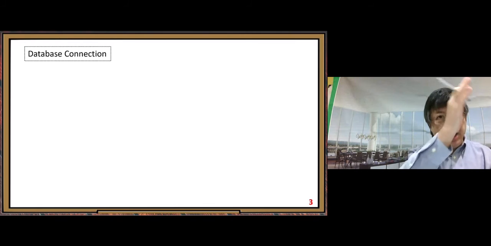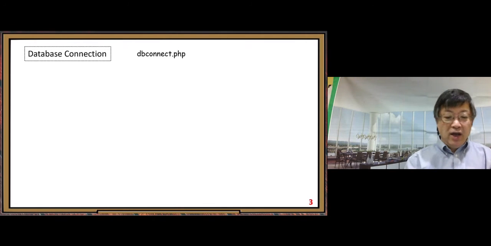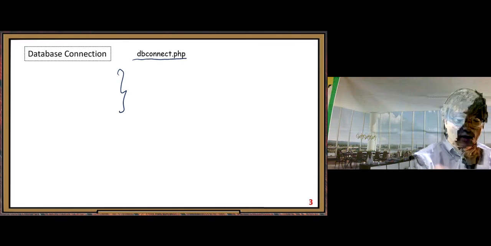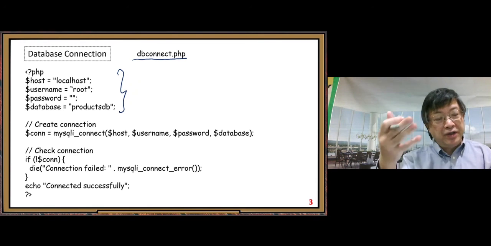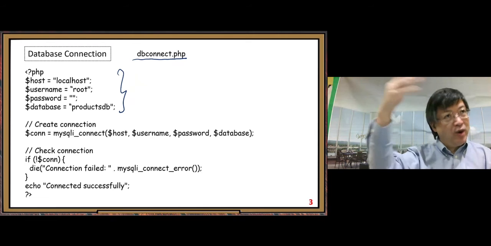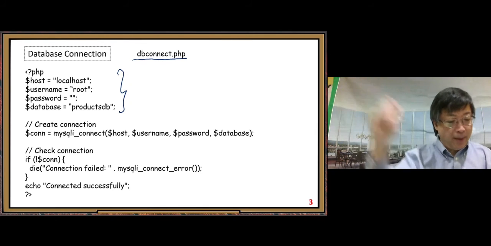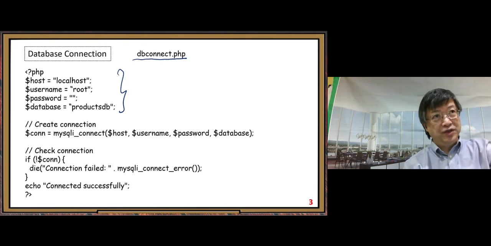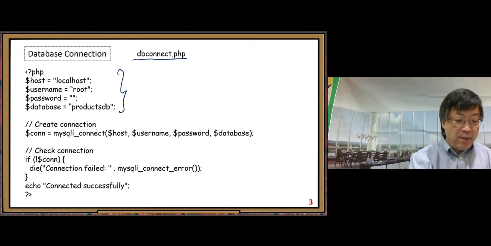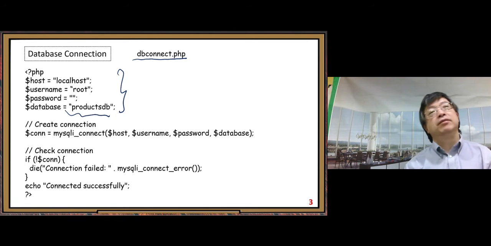So the first part, the connection part. Let's look at the steps. The connection code, I put in this PHP file, db. First, we define the parameter values we need to make the connection. Host variable: localhost. The MySQL server is running at localhost, so we can reach it. Username: our default username root. Default password: empty string, nothing. The database name: products DB.